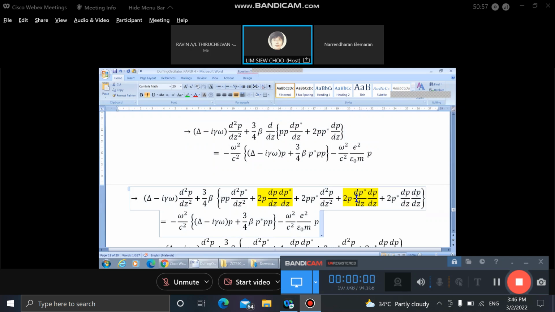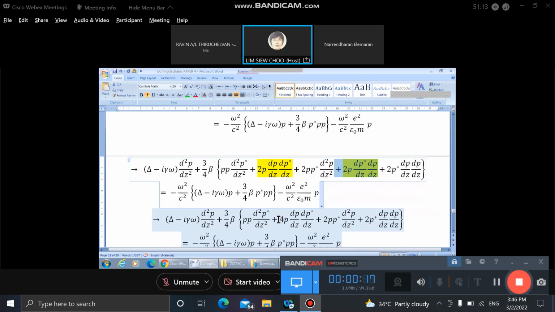the P star. So you have this, the other two unchanged. The last one, you differentiate this with the P star and the P over dz unchanged. So all together, you have 5 terms. This yellow are the same. So 2, you have 4. Okay. So this one and this one already grouped because they are the same.